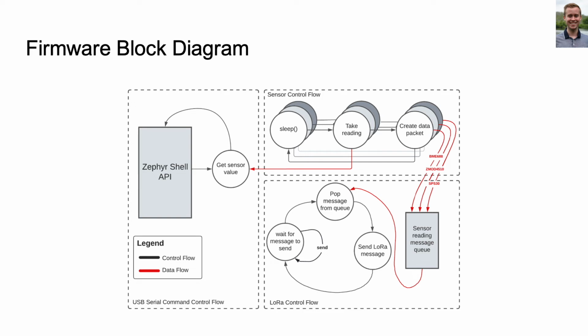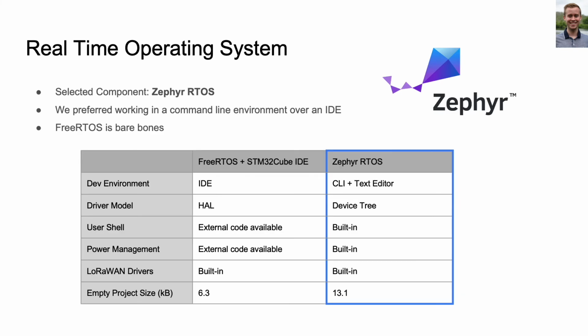We then wait for the message to send successfully. Once this occurs, we return to the first state to process another message. Lastly, the USB serial command control flow uses the Zephyr Shell API to get sensor values directly, even if the sensor is currently sleeping. Arguably, the single most important component selection we made for the firmware was the choice of RTOS. We knew from the beginning that we would need the additional features of an RTOS over simply doing bare metal programming.